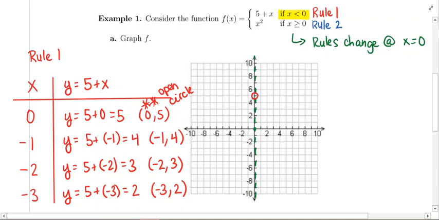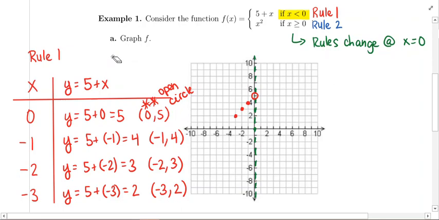So I'm going to go to 0, 5. I'm going to put an open circle. And then -1, 4 will be closed. -2, 3 will be closed. And then -3, 2 will be closed. And you can see that the points are falling along a line. That makes sense because 5 plus x is the same thing as x plus 5. You can put this in the format y equals mx plus b. It is nothing more than a line with slope 1 and y-intercept 5.